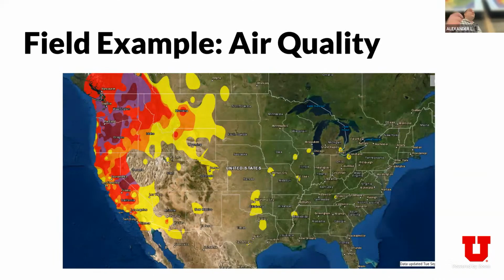Here's an example of a field visualization showing you air quality on top of a map of the Western United States. This is from a few years ago, when there were some major wildfires in Oregon, and you can see that the Portland region here has terrible air quality, whereas Salt Lake City, for example, wasn't quite as impacted.